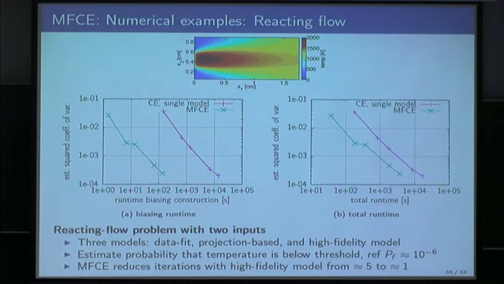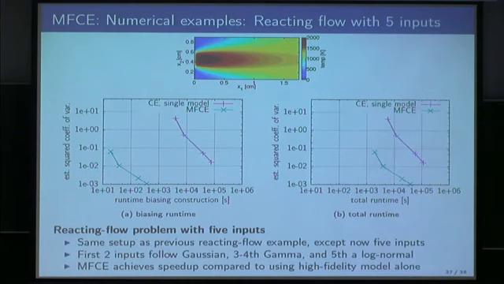Now, if we slightly extend this reacting flow example to 5 inputs with different distributions, then you can see that, again, runtime improvements are obtained for the biasing density, and that also the total runtime has a higher cost for constructing this biasing density, which we can see here by obtaining a significant speedup compared to using the high-fidelity model alone.